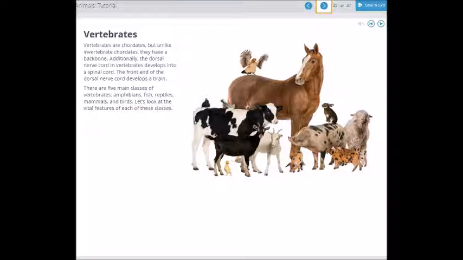Vertebrates are chordates, which means that they have that central line of nerves. That central line of nerves here is a dorsal line, which means it goes down the back. And it happens to be encased inside of a bone structure that protects it. The front end of the dorsal nerve ends up in a brain, and all vertebrates have that. There are 5 main classes: amphibians, fish, reptiles, mammals, and birds. So let's look at each one of them.